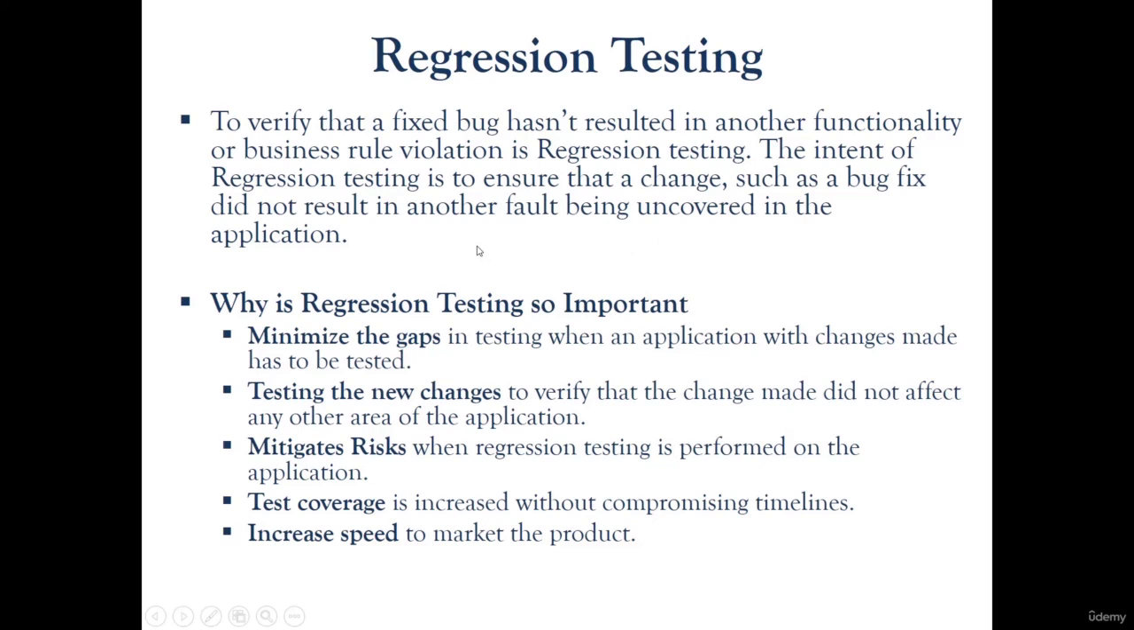So our primary goal is to ensure that no fault is presented in front of us. If any fault does appear and is displayed in front of us, this is called a defect. And why is regression testing so important? Because it minimizes the gap in testing when changes are made to the application, and the new changes have to be tested to verify that they did not affect any other area of the application, as I already told you. Test coverage is increased without compromising the timeline, and this increases the speed to market of the product.